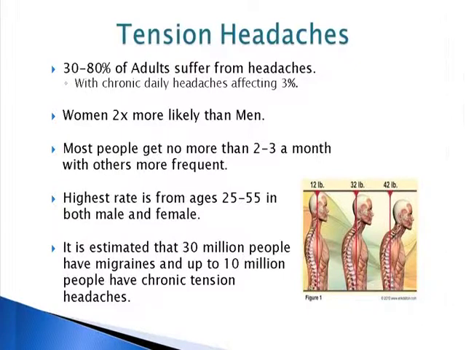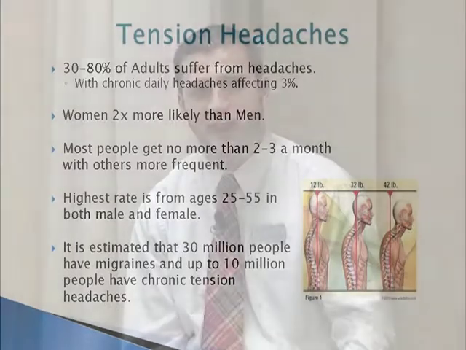But the highest rate is ages usually 25 to 55, both male and female. This is when the prevalence seems to be the highest as far as when you're going to suffer from them daily more often and monthly more often. This is also the time period when you're going to see the greatest intensity in headaches. So the numbers, they're estimating 30 million people currently suffer from migraines, and about 10 million people also have chronic tension headaches. So while most people are going to have some type of tension headache, there's more people in general that suffer from the migraine headaches.